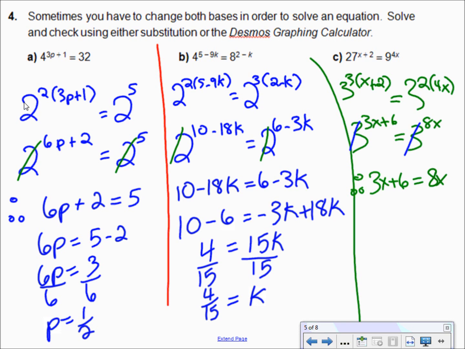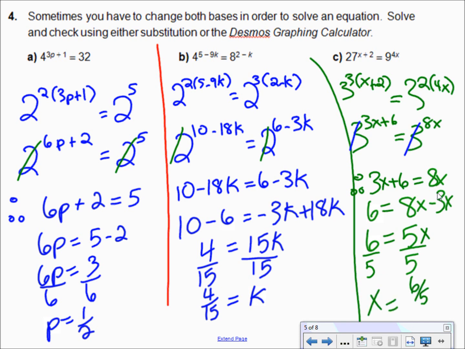I'm going to move the 3 because 8 is positive, and I want to try to keep my x positive, okay? You always want to try to keep your x positive if possible. So 5x, divide both sides by 5. So x equals, and we're just going to leave it at 6 over 5, okay?